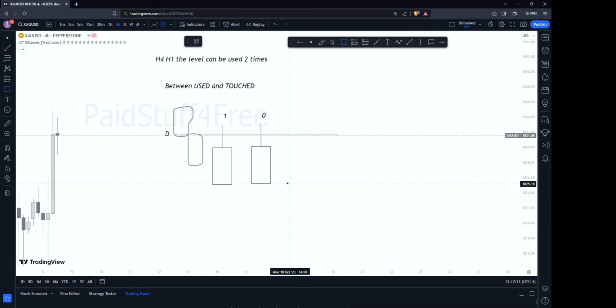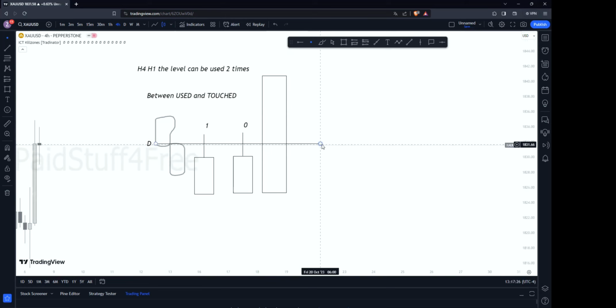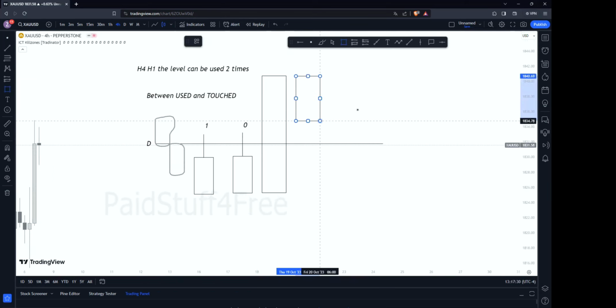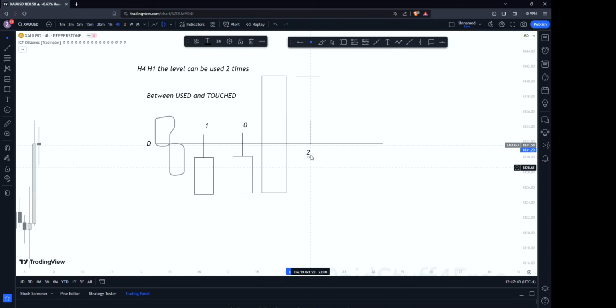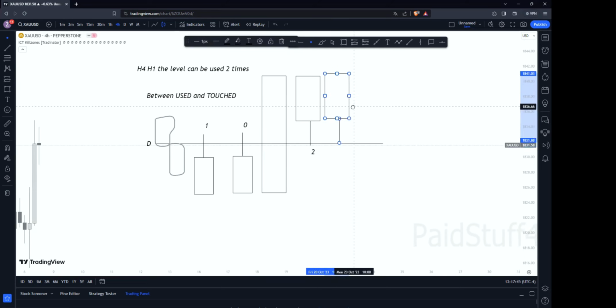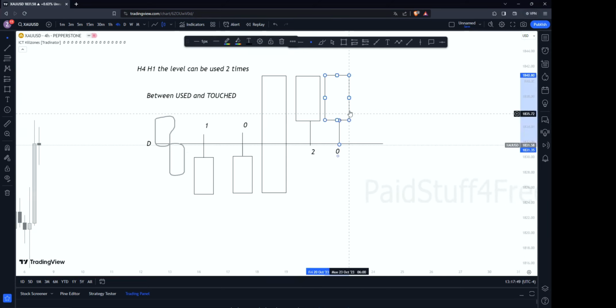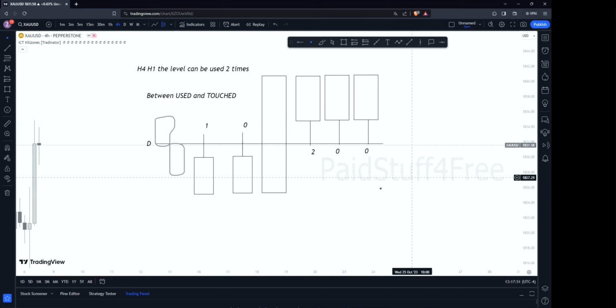Now let's say the price breaks it. Price breaks it. It becomes fresh again. So price can give you another use. We're going to touch the key level. Now this one counts as 2. Why 2? Because the level was fresh. Then let's say it touches one more time. So this one is 0. Any questions, guys?